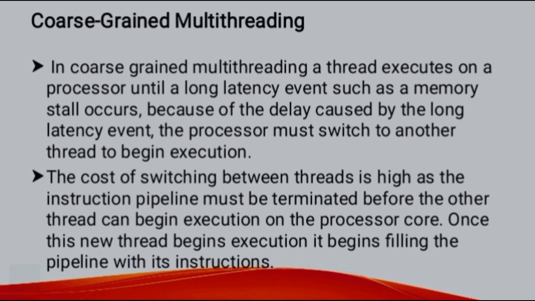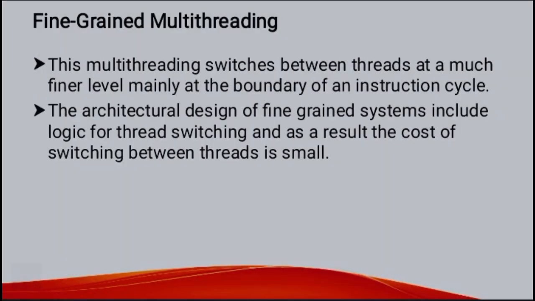Coarse grained multithreading switches threads only after long delays, like a memory stall. While this hides some latency, the thread switch itself is expensive because the CPU's instruction pipeline must be emptied and refilled, causing a performance hit. Next is fine-grained multithreading. Fine-grained multithreading switches threads at a very frequent instruction by instruction level. Because the hardware is designed for this, the switching overhead is minimal, leading to better CPU utilization.